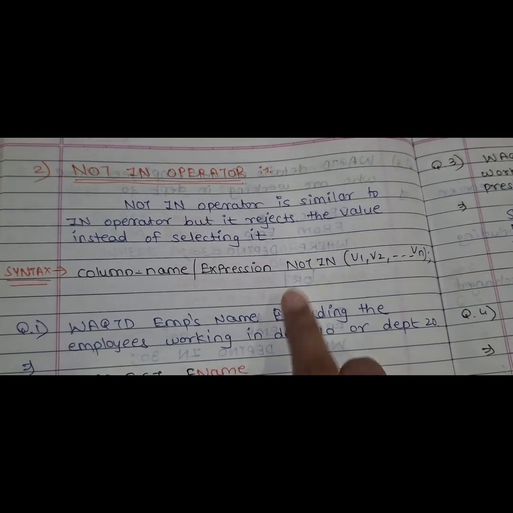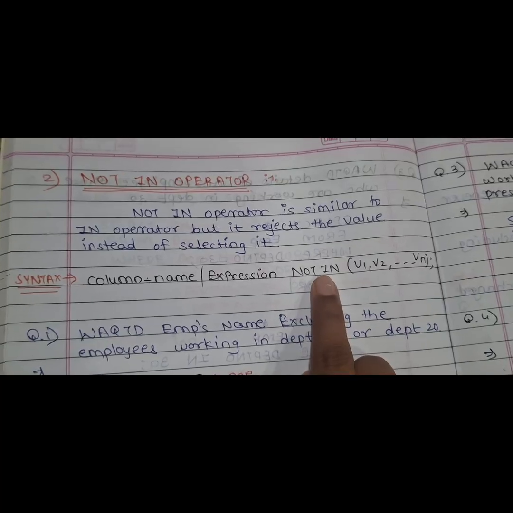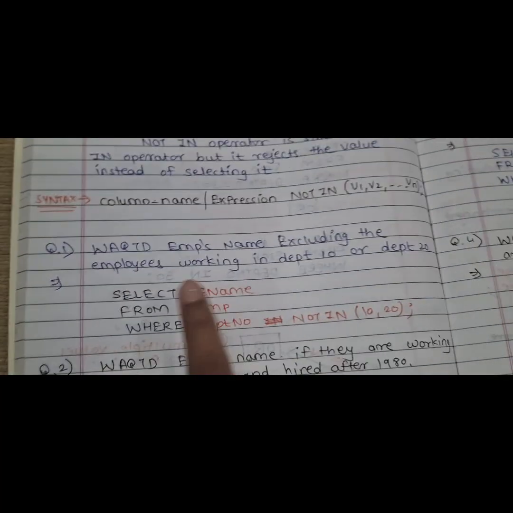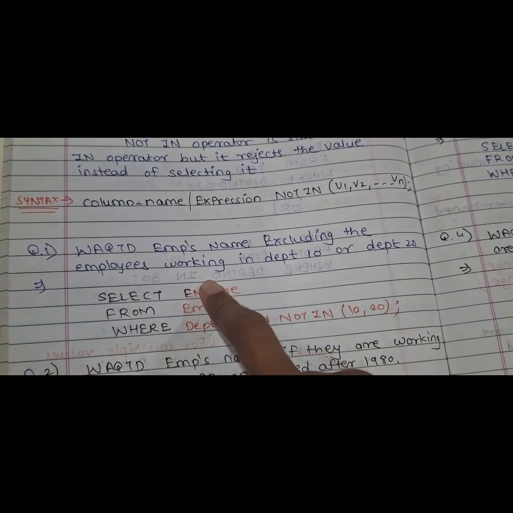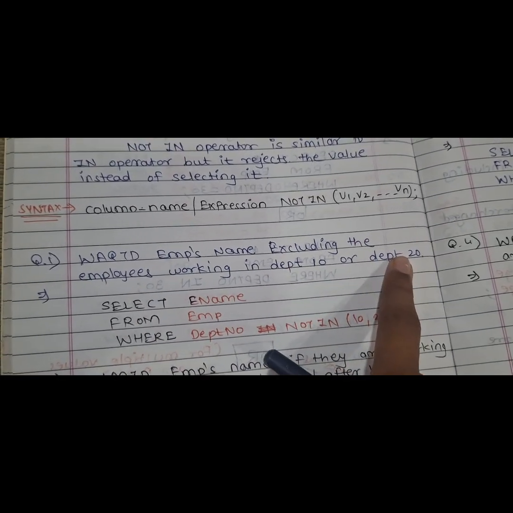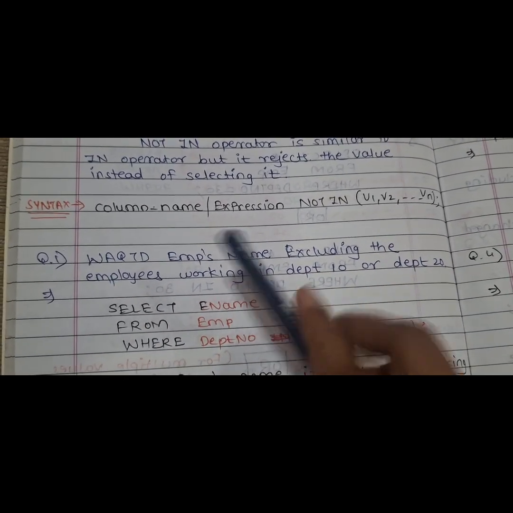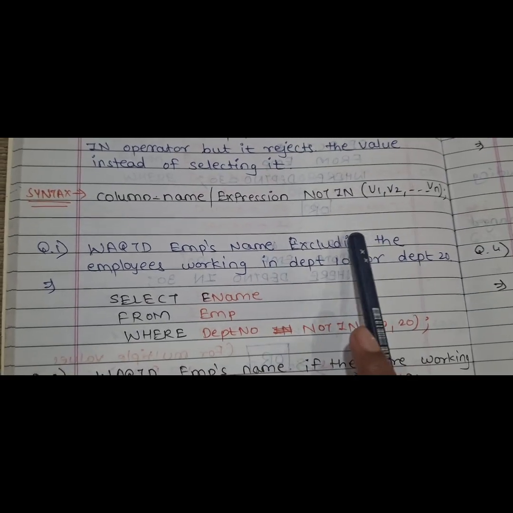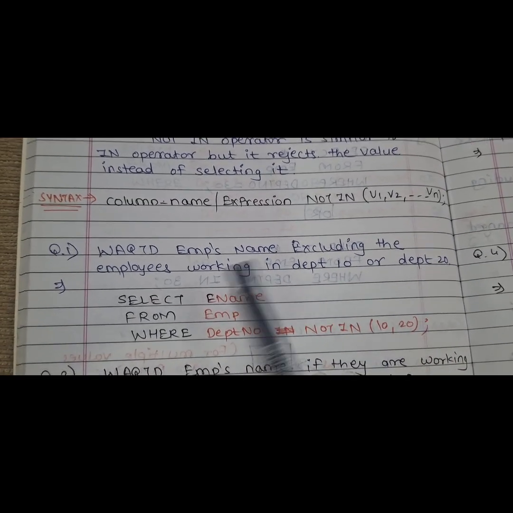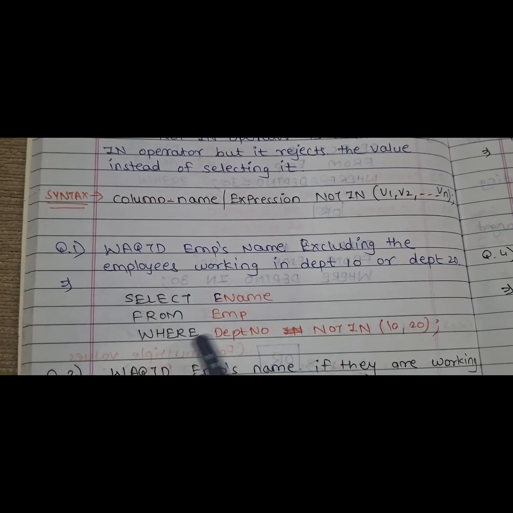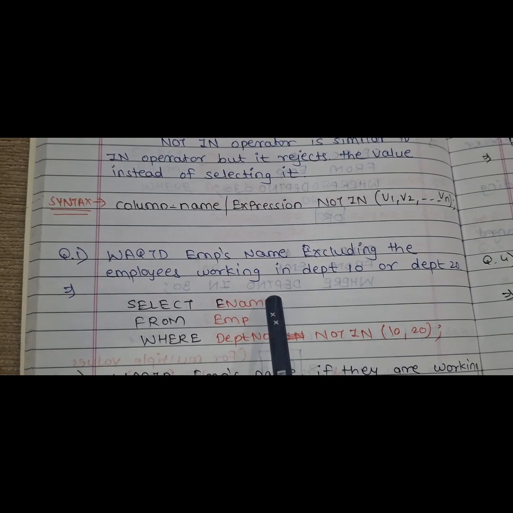Same syntax we are using. Instead of in operator, we are using not in operator. Write a query to display employee name excluding the employees working in department 10 or department 20. So what is it saying? Display the employee name who are not working in department number 10 and department number 20. So select ename from employee where department number not in 10 and 20. So what will it show us?